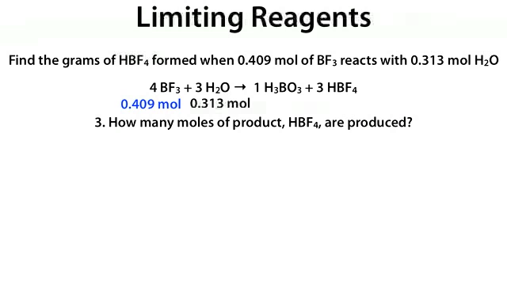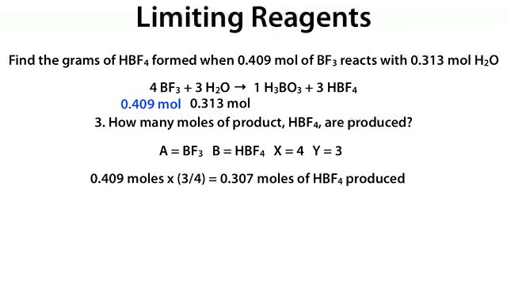Step 3. How many moles of product, in this case HBF4, are produced? We have BF3, we're looking for HBF4. A is BF3, B is HBF4, X is the coefficient in front of BF3, which is 4, Y is the coefficient in front of HBF4, which is 3. We multiply 0.409 moles of BF3 times Y over X, or 3 over 4, to get 0.307 moles of HBF4 produced.